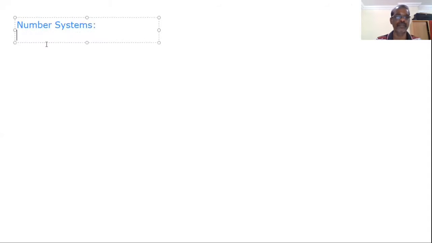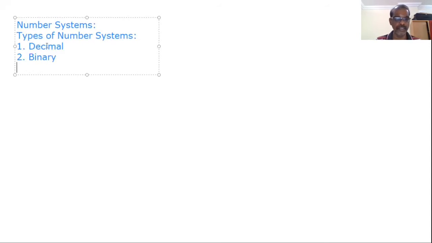Number systems. Normally 4 types of number systems are there. Types of number system: first one is decimal, second one is binary, third one is octal, fourth one is hexadecimal.